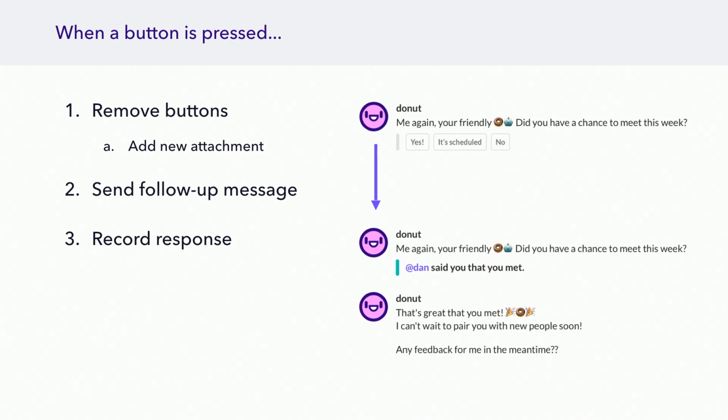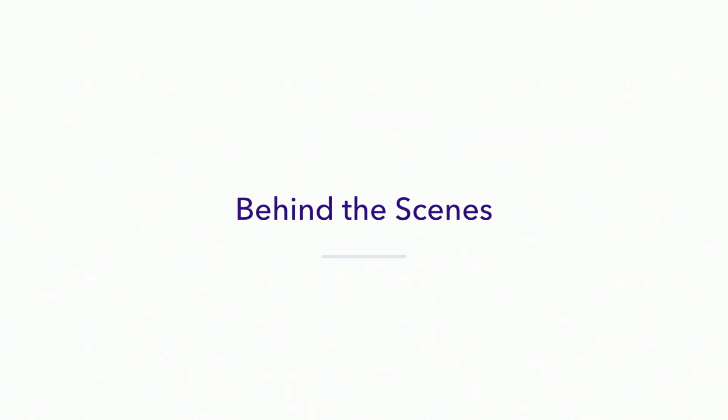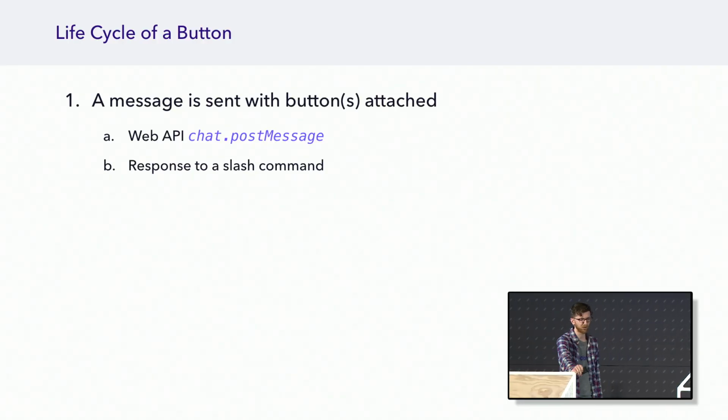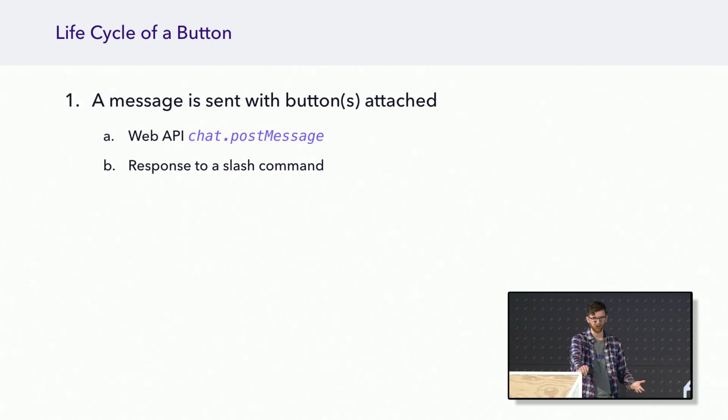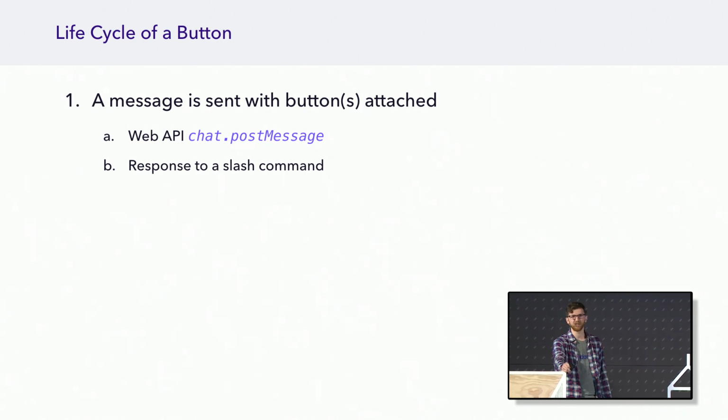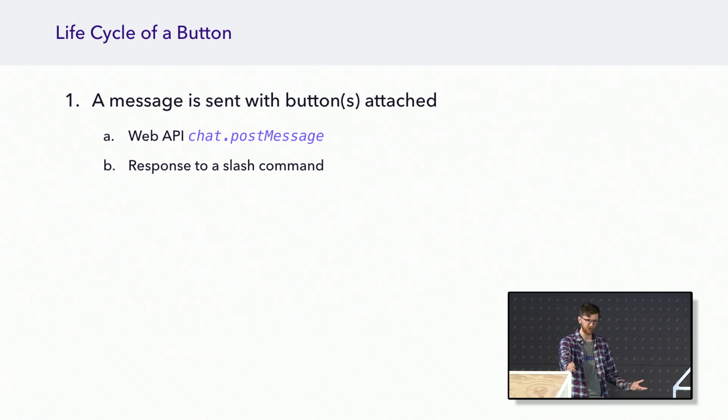So let's go behind the scenes to look at what's happening here with these buttons. So first of all, just real quick, if you haven't used buttons before, I'm just going to run down the basic life cycle of a button as used in this case. So the first step, obviously, is that the app needs to send a message that contains buttons. And there's a number of ways to do that.